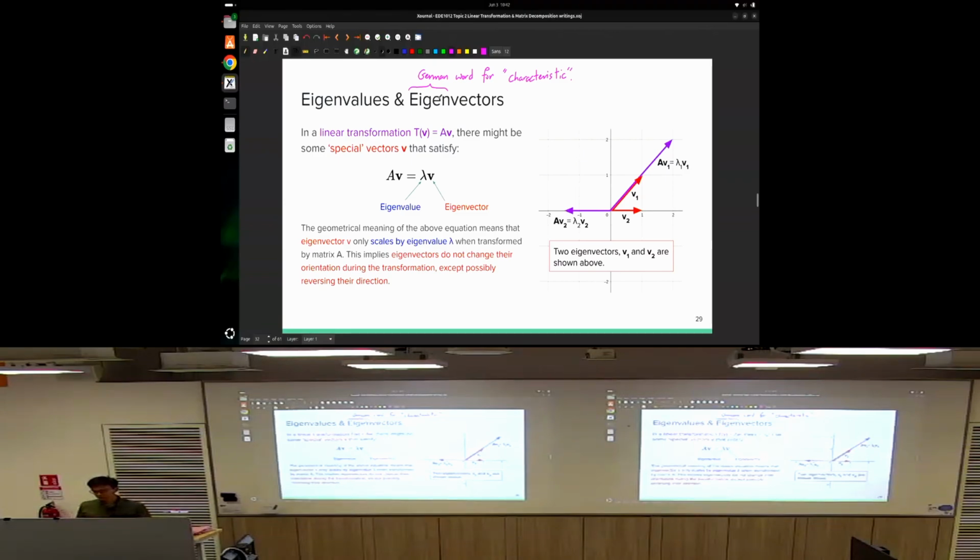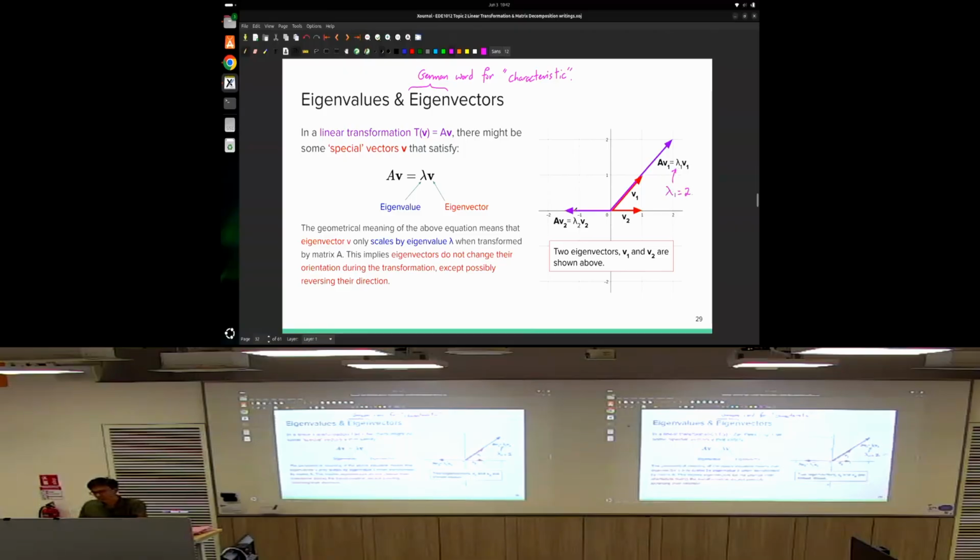Now, if you look at the diagram here, you can see that V1 is an eigenvector because A times V1 just elongates the vector by twice. So lambda 1 must be 2, just by comparing the lengths of the vector. By inspection, you can see that lambda 1 equals 2.